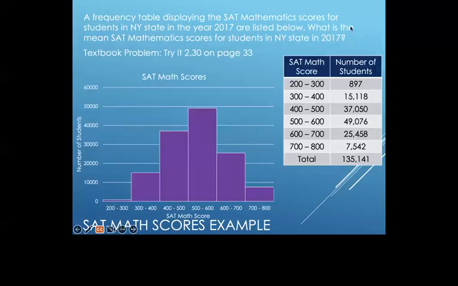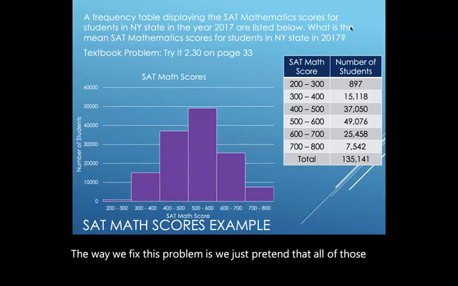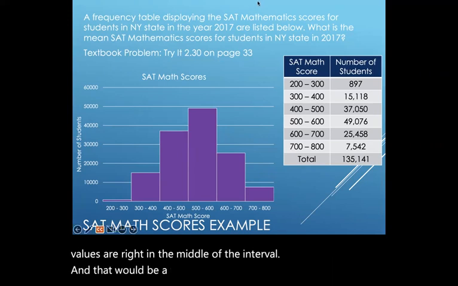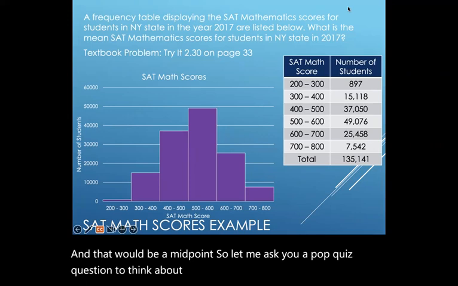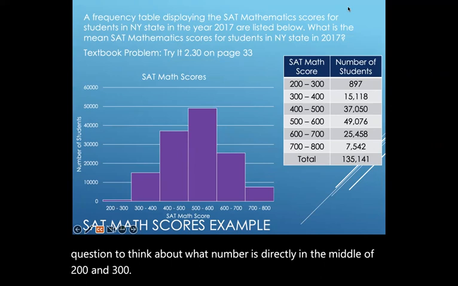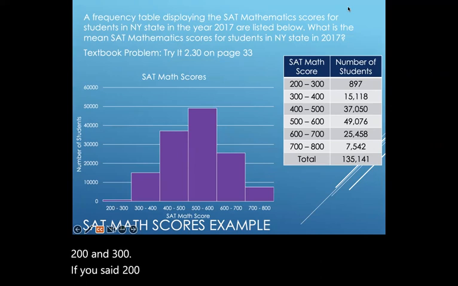The way we fix this problem is we just pretend that all of those values are right in the middle of the interval. And that would be a midpoint. So let me ask you a pop quiz question to think about. What number is directly in the middle of 200 and 300? If you said 250, you are correct.